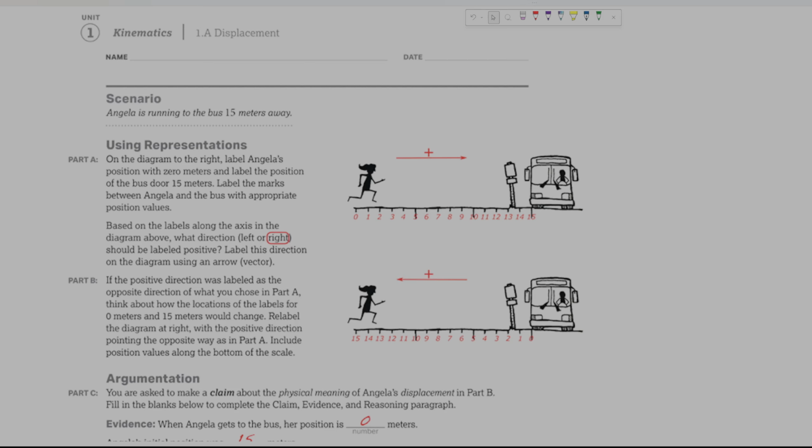All right, this is Mr. Jern, and I'm going to discuss the answers to Workbook 1A Displacement. This one starts off with Angela running to the bus 15 meters away, shown in this little diagram here.